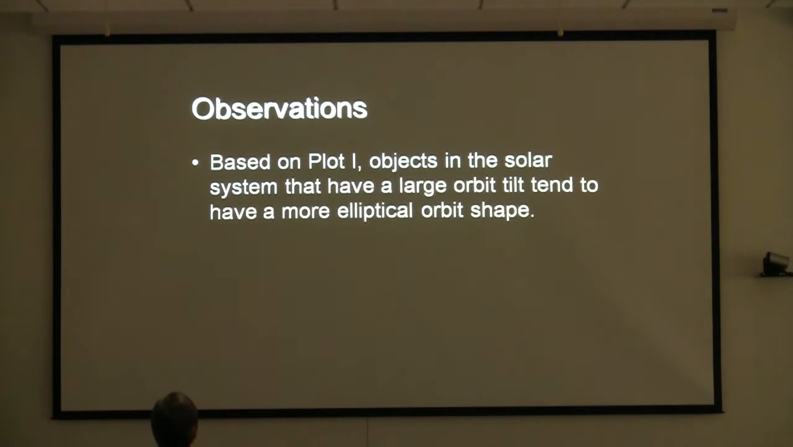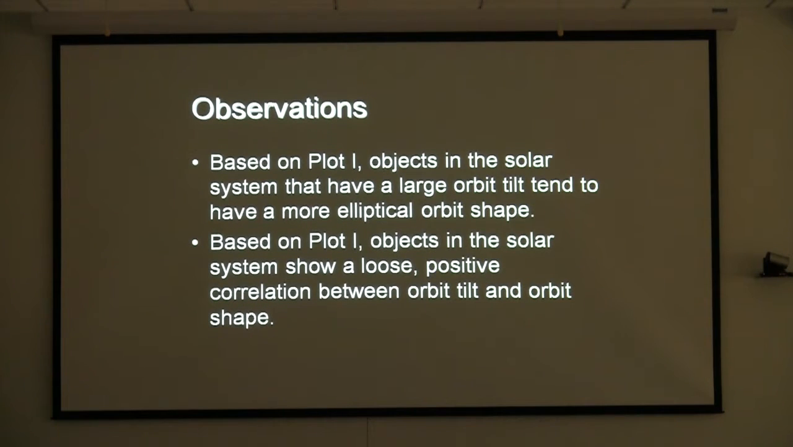How did I say it? Objects in the solar system that have a large orbit tilt tend to have a more elliptical orbit shape. That's indicating a positive correlation. This is the friendly way to put it. And notice I use the words tend to. It's not an absolute. And then, of course, the more mathematical way to say it is objects in the solar system show a loose positive correlation between orbit tilt and orbit shape. Great. Where do we go from here?